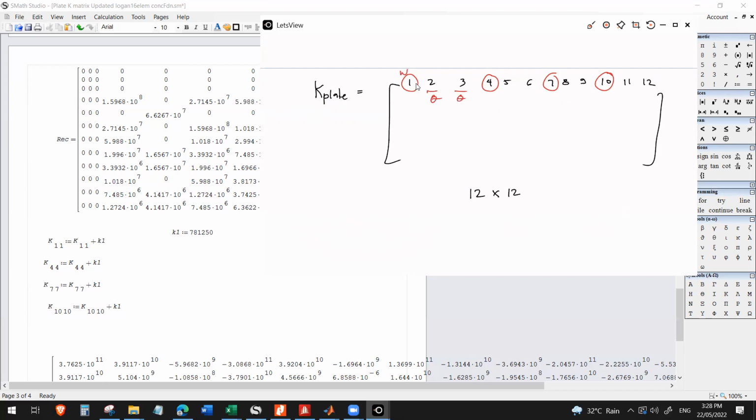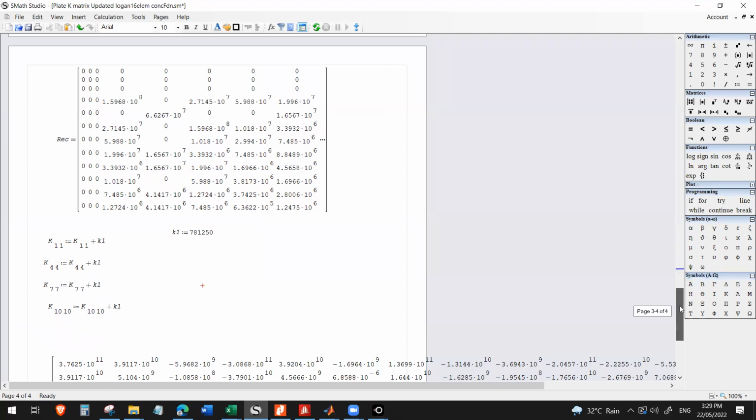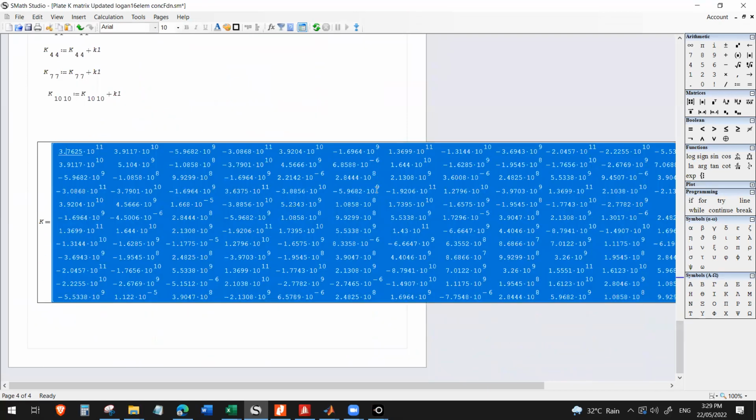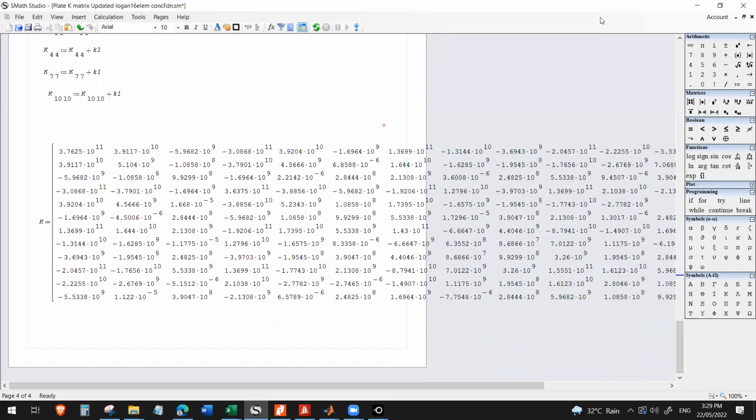So one is omega, or sorry, the vertical displacement. We have a vertical displacement here, here and here. The vertical displacement at node 1 is this, at node 2 is this, at node 3, at node 4. That's why the additional stiffness will contribute to K11, K44, K77, and K1010. And this is now my final stiffness matrix. This is just a single plate.